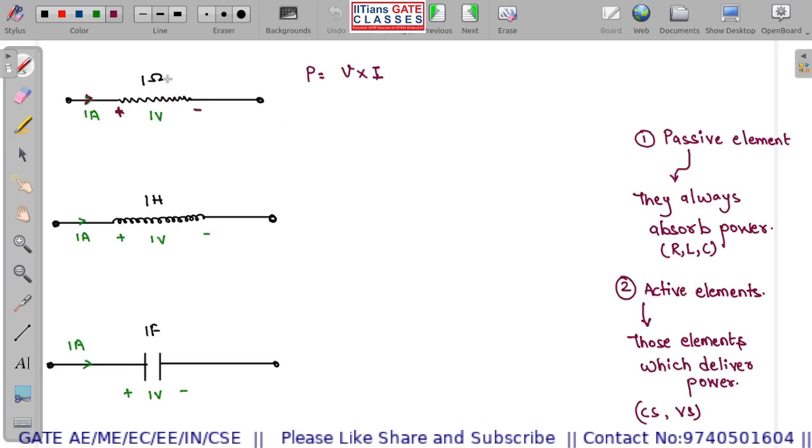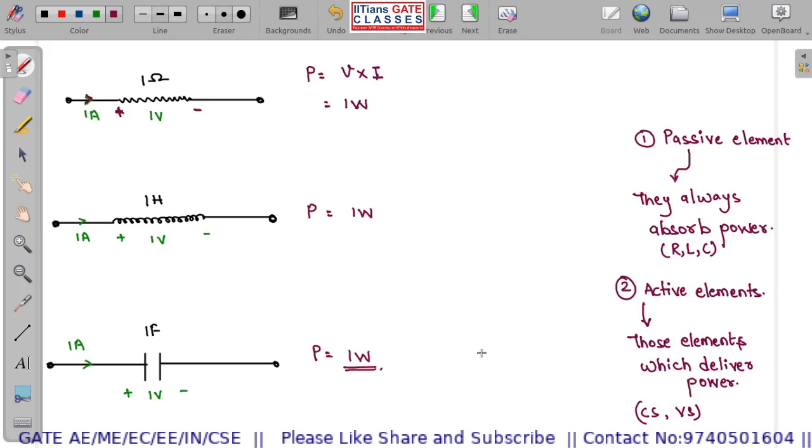So basically what I told is that passive elements always absorb power. So this resistor is absorbing 1 watt power. Similarly, this inductor is also absorbing 1 watt power, and this capacitor is also absorbing 1 watt power. So this is all about passive elements and how they are absorbing power.